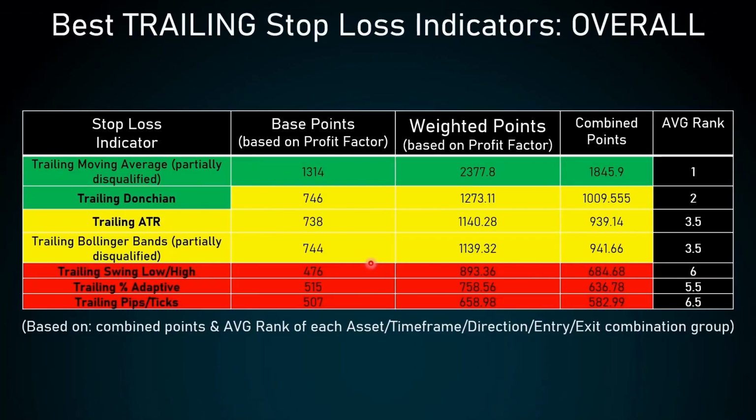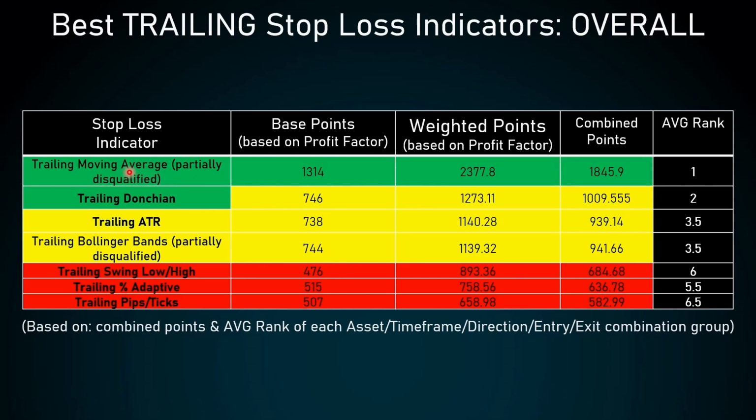Now we have what we are really interested in, the best trading stop loss indicators overall result. Here you can see only the indicators that I've tested in this video, but don't worry, on the next slide we will compare the part 1 results to this one too. And based on my backtest and calculations, the overall best trading stop loss indicator is the moving average based trading stop loss. Keep in mind that this stop loss is partially disqualified, and I mentioned before why, so take this result with a grain of salt.